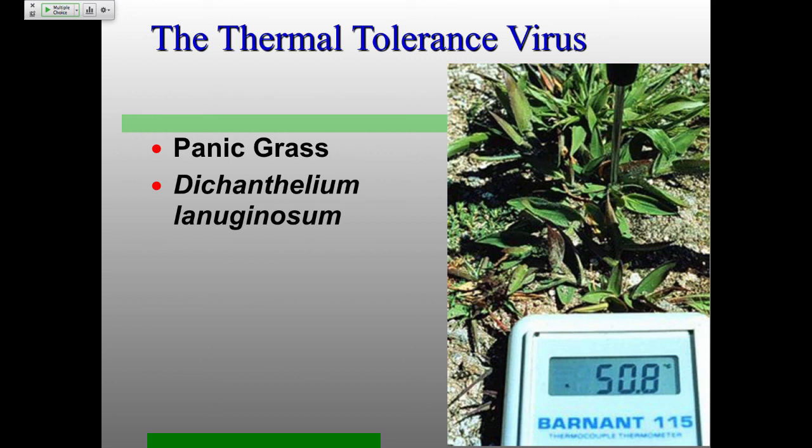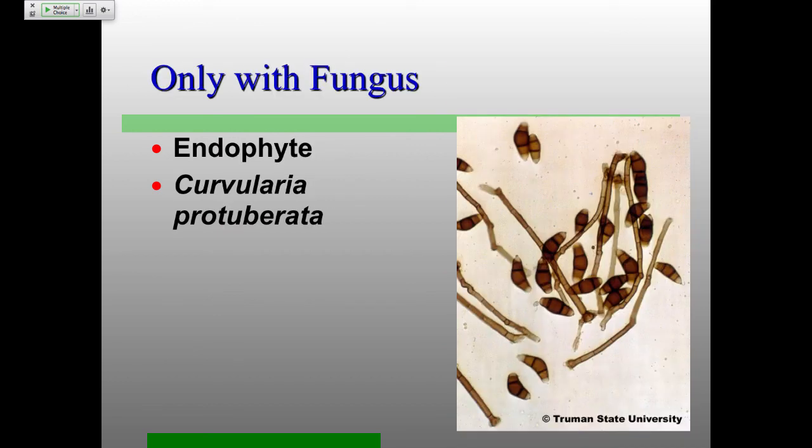It's really pretty amazing, and in fact, when you go out into any of these thermal areas and you see where the plants start to grow, that's where these guys are, and you can put a thermometer in the ground right there. It'll be 50 degrees C. And they're the only plants which can grow there. Curiously enough, this Dicanthelium lanuginosum, and no, I don't expect you to pronounce it or remember it, can only do this when it's infected with a fungus.